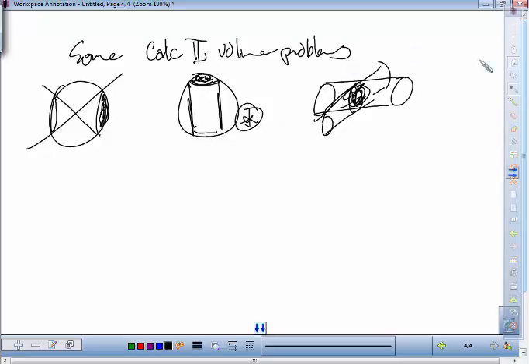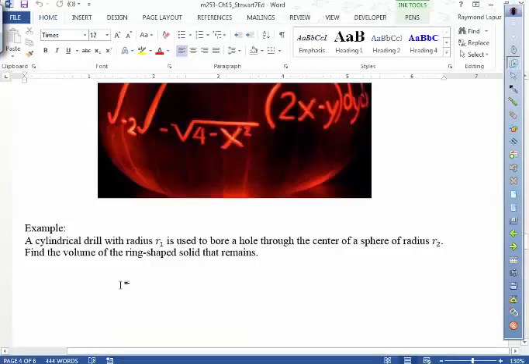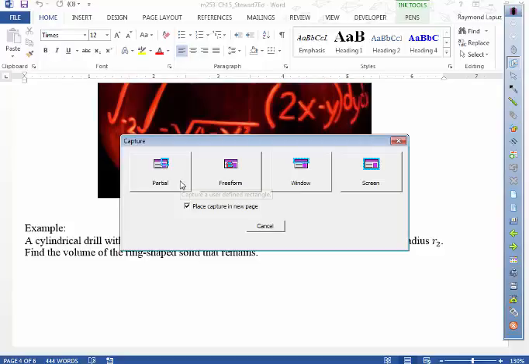And so that's this problem over here, where you have a cylindrical drill, a radius, some other radius different from the other radius, bore through a center of a sphere with a slightly bigger radius. So let's see if we could do this problem.